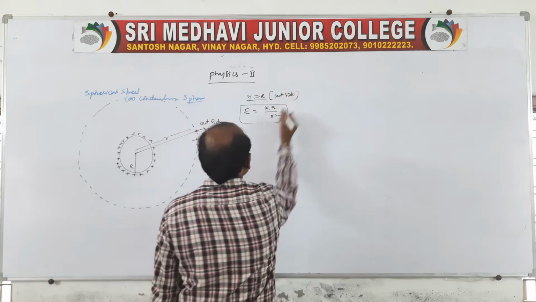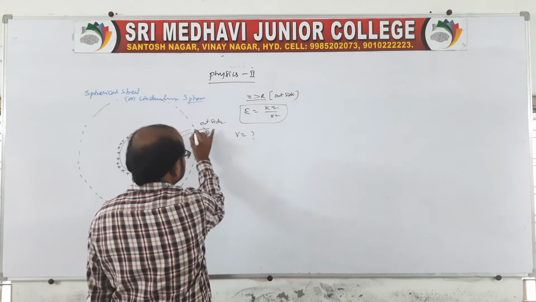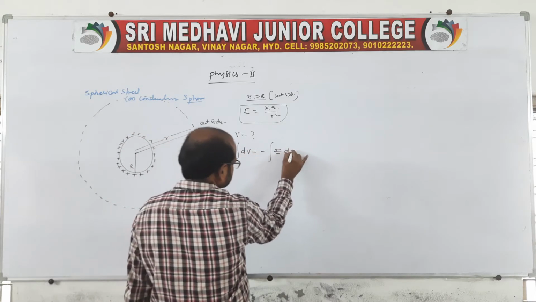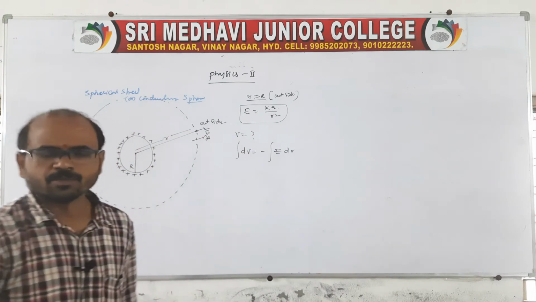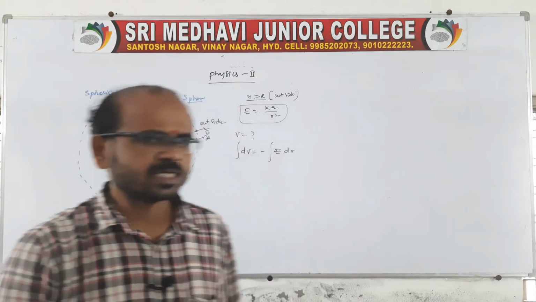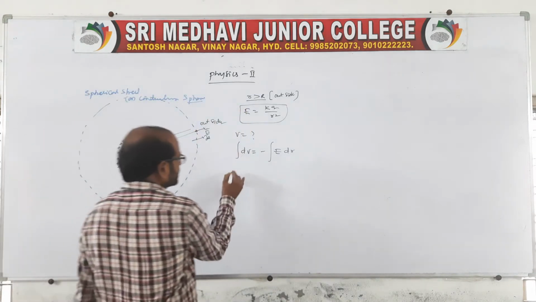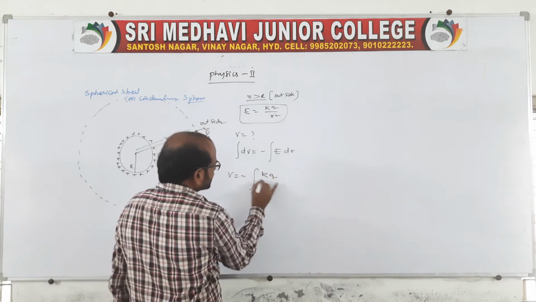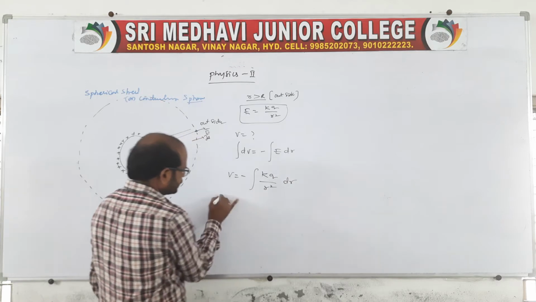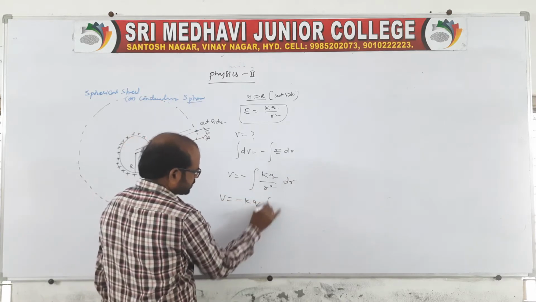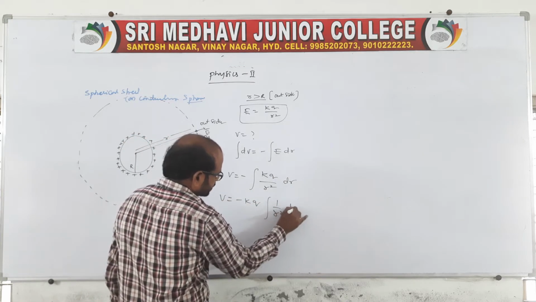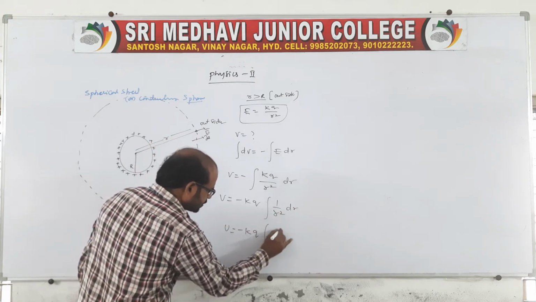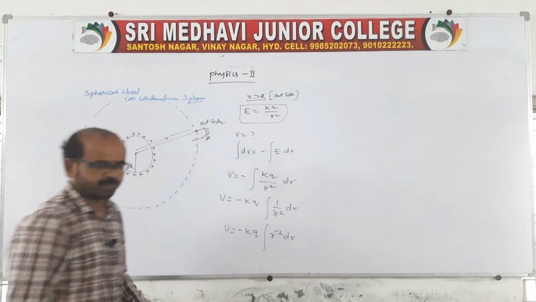Outside it is. So at this point, V is asked: integral dV is equal to minus integral E dot dr, because E is given. Remember, if E is given, then you use the integration method. Then integral dV gives V equal to minus integral kq by r square into dr. So you take minus kq common, 1 by r square into dr.